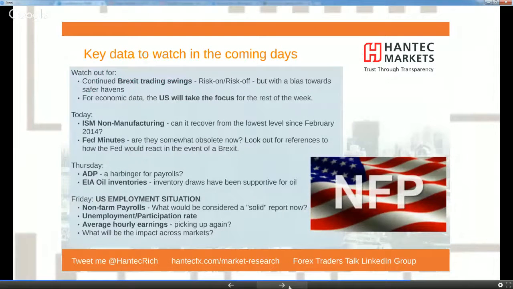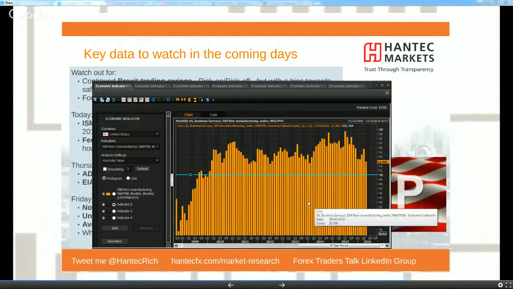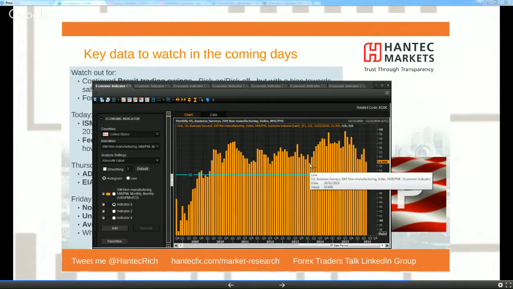Very quickly, what we're looking out for in the coming days: continued Brexit trading swings. US to take the focus, because we've got non-farm payrolls on Friday. In front of that, you've got the ISM non-manufacturing, which last month was actually lowest since February 2014. It's expected to come in at 53.3, so very slightly higher, but again, that's not really all that positive, is it? So again, that's not really reflective of a positive market.